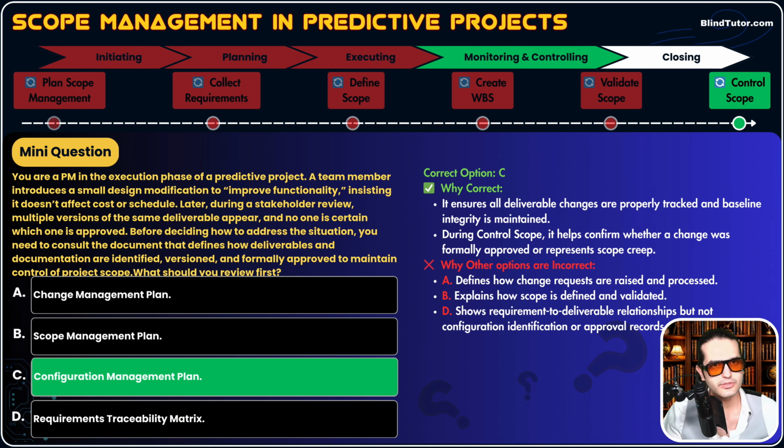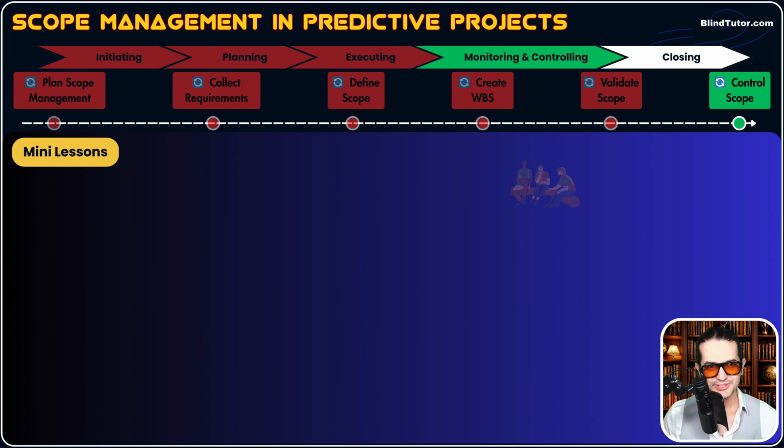Awesome. Now let's get into tools and techniques and learn variance analysis and trend analysis and how they help us in the control scope process. Let's get it done. All right. Let's continue our mini lessons and get into tools and techniques of control scope.